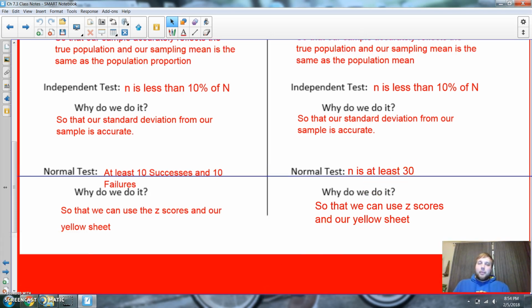Normal tests. Remember, we call this the central limit theorem, and we have to have over 30 samples if we're dealing with means. Otherwise, we don't know if it's going to be normal. Doesn't matter the population. The population could be skewed out of its brain. But if we have 30 samples, our sampling curve will be approximately normal. Alright, move on.